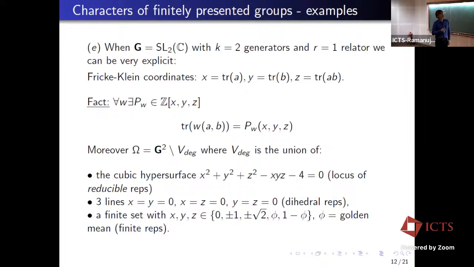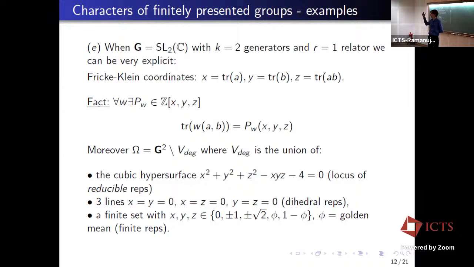When G is SL_2(C) and we have two generators, then we can be very explicit and work out what this character variety looks like. Alireza gave a beautiful lecture where he explains exactly what the generators of the coordinate ring of the character variety are, for an arbitrary number of generators. If I have just two generators, it's even easier. These are the so-called Fricke-Klein coordinates: the trace of A, trace of B, and trace of AB. It's a general fact that the trace of a word in A and B is a polynomial in the trace of A, trace of B, and trace of AB. And you can work out exactly what is this open set where the generators generate a Zariski-dense group.